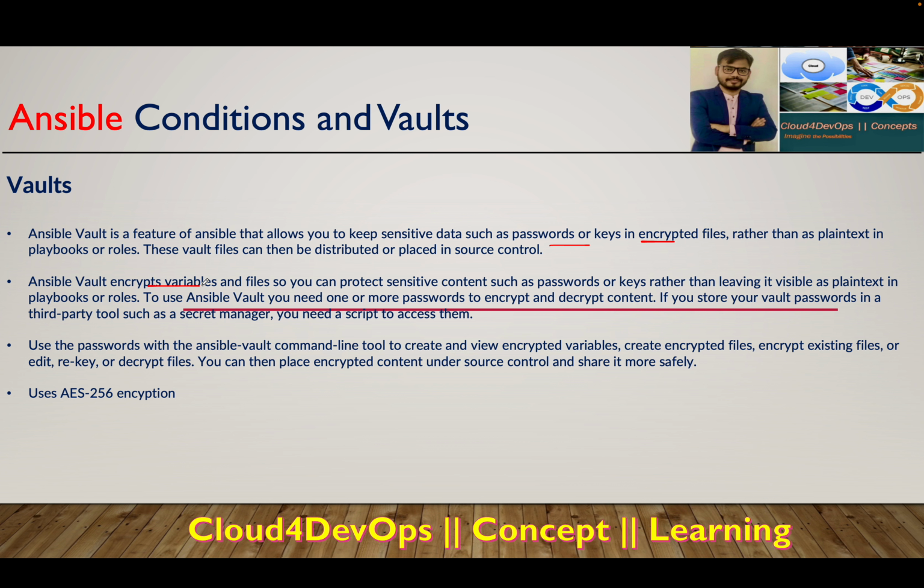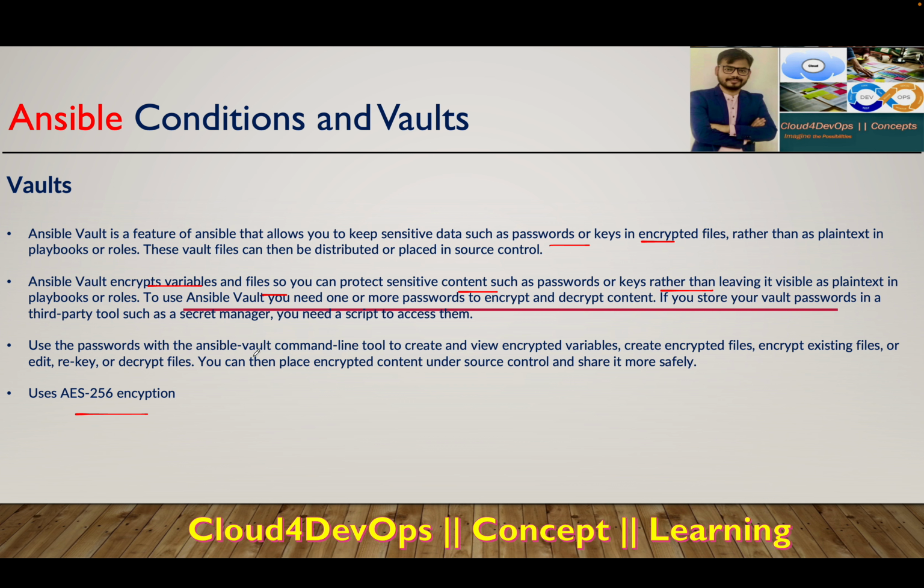Ansible Vault encrypts variable files so that you can protect sensitive content such as password keys, as I mentioned earlier, rather than leaving it in a visible plain text format. Even in most of the cloud world or in most of the production environment, we try to keep our passwords in an encrypted format so nobody can see or hack that password. It uses AES 256 encryption, which is the latest one.